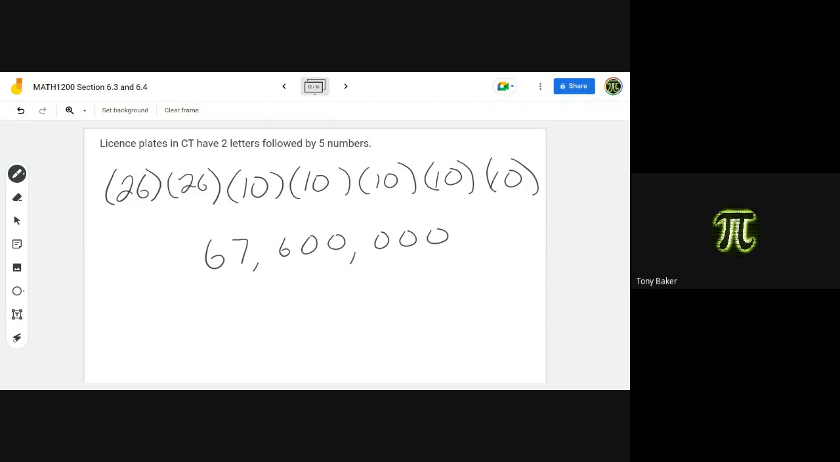Okay. That's the fundamental counting principle. Really complicated concept made really simple at 7:40 at night.